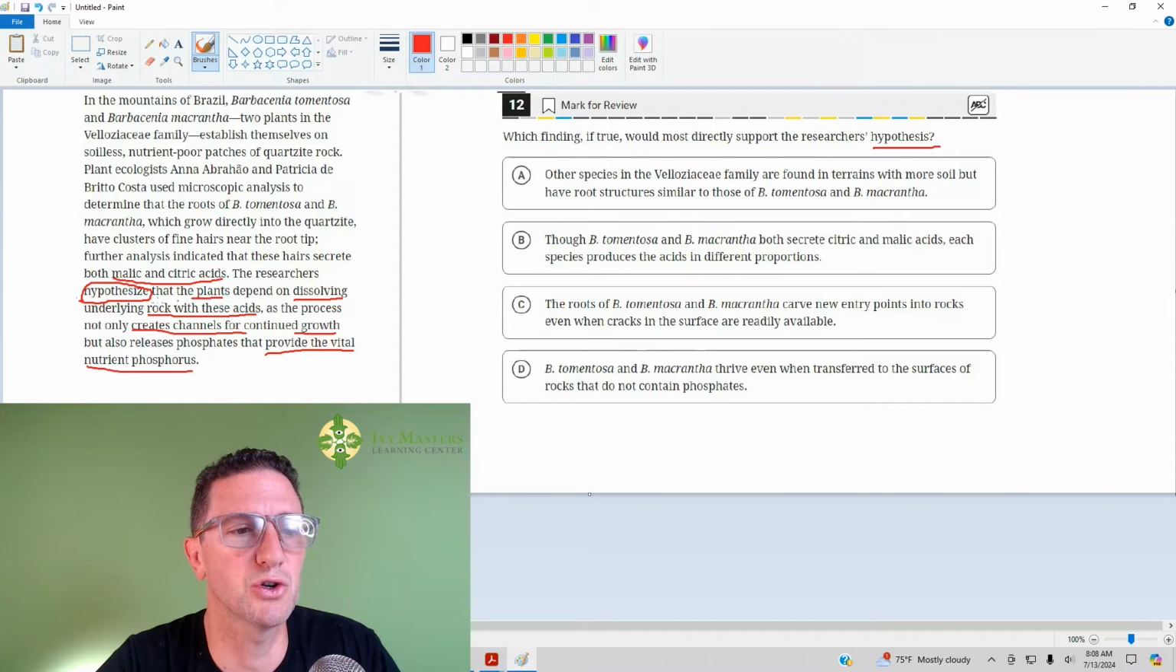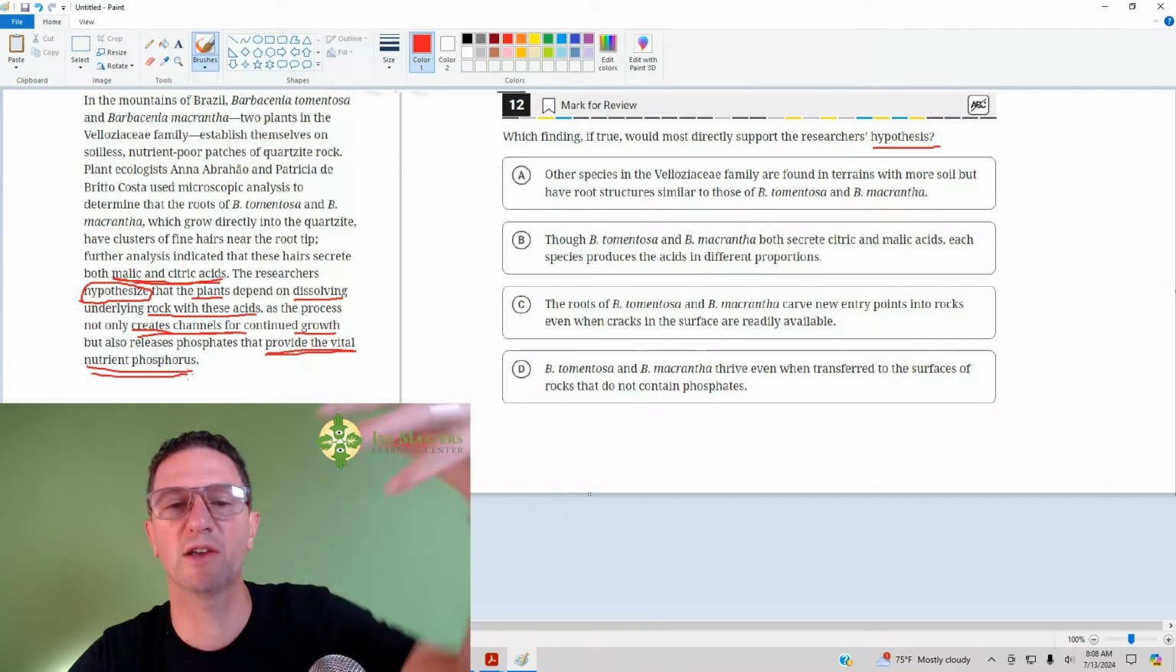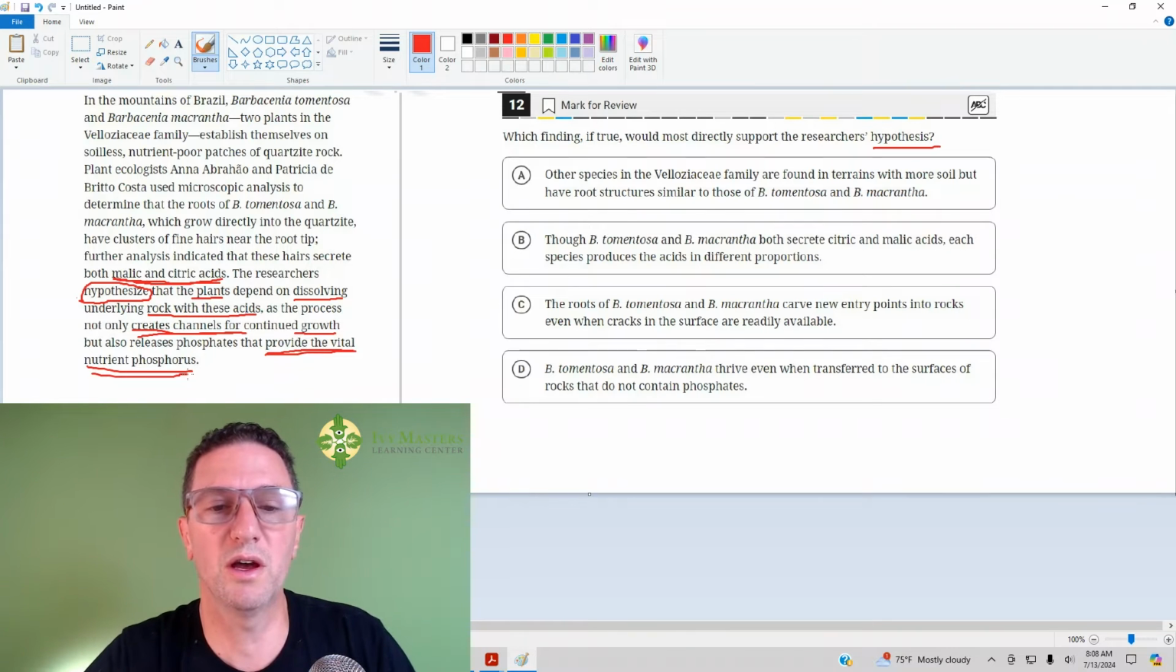The researchers hypothesize that plants depend on dissolving the underlying rock with these acids. What acids? Malic and citric acids. As the process not only creates channels for continued growth, but also releases phosphates that provide nutrients for the phosphorus. So essentially the acids are going to melt the rock and produce phosphorus that the plant uses for food.